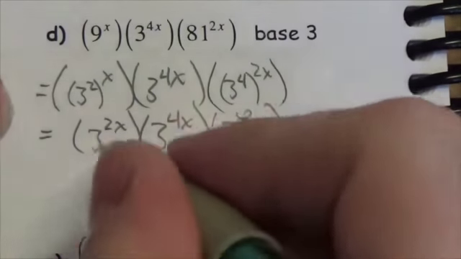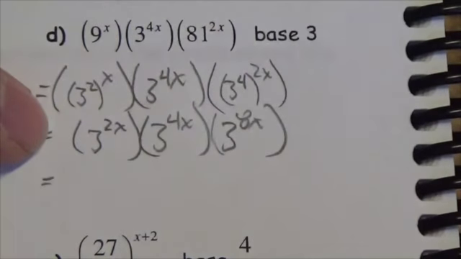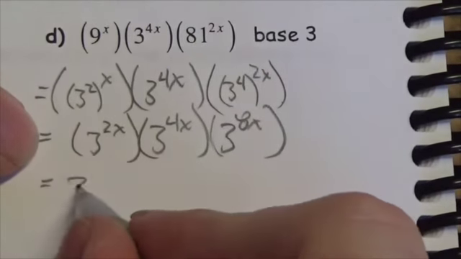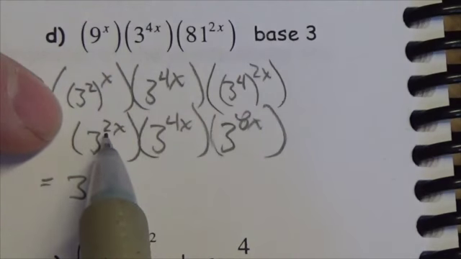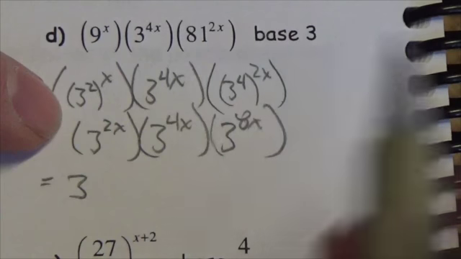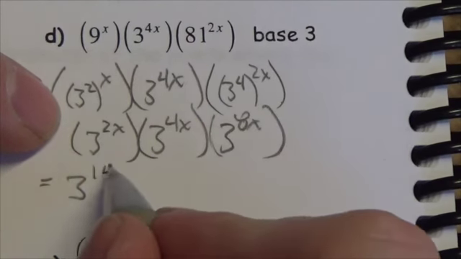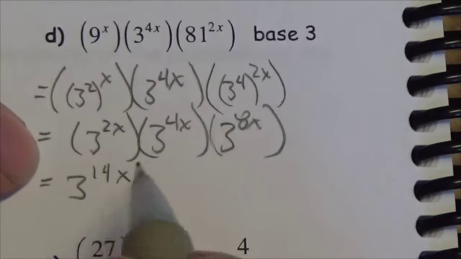Okay, and now I've got 3 separate powers, each with a base of 3. I'm going to add the exponents together. So this is going to become 3 to the power of 2x plus 4x is 6x plus 8x. Well, what's 6 plus 8? 14x. So this is 3 to the 14x.